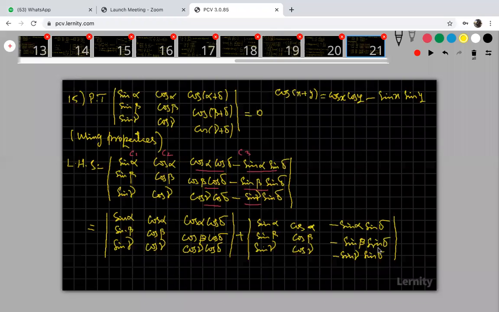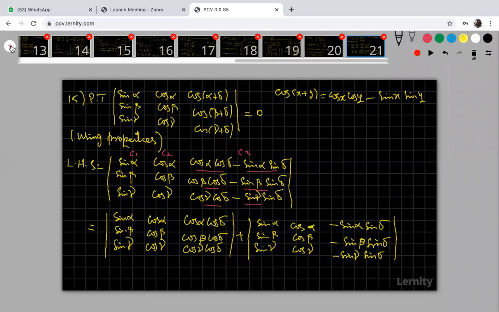Here taking minus sin delta outside, you will get sin alpha, sin beta, sin gamma. Here also sin alpha, sin beta, sin gamma. The first column and third column are identical. So therefore, this determinant is also 0. 0 into minus sin delta is also 0.